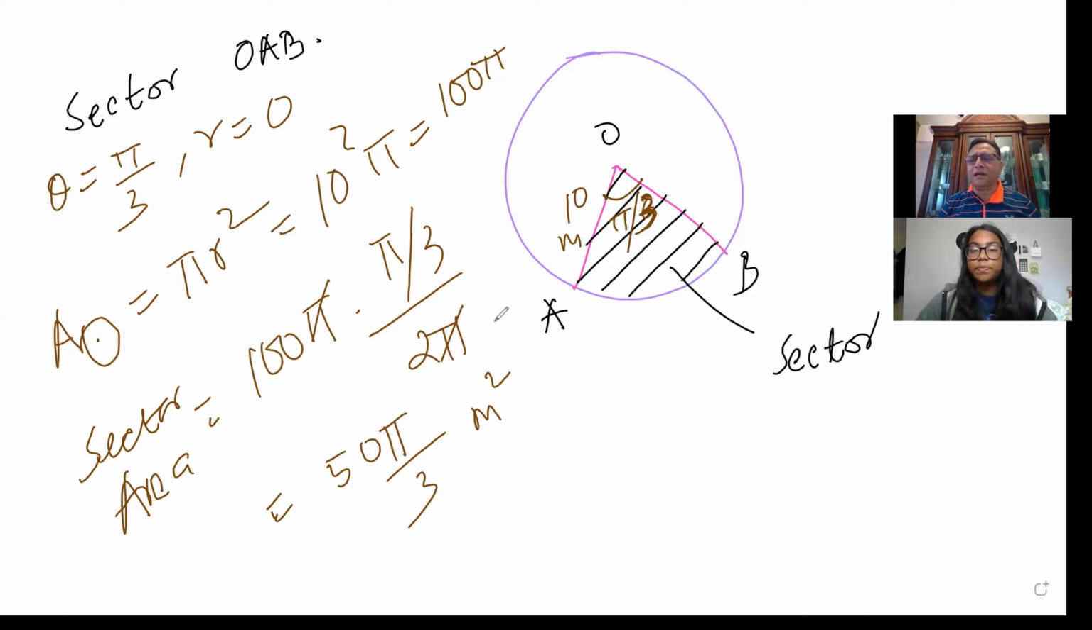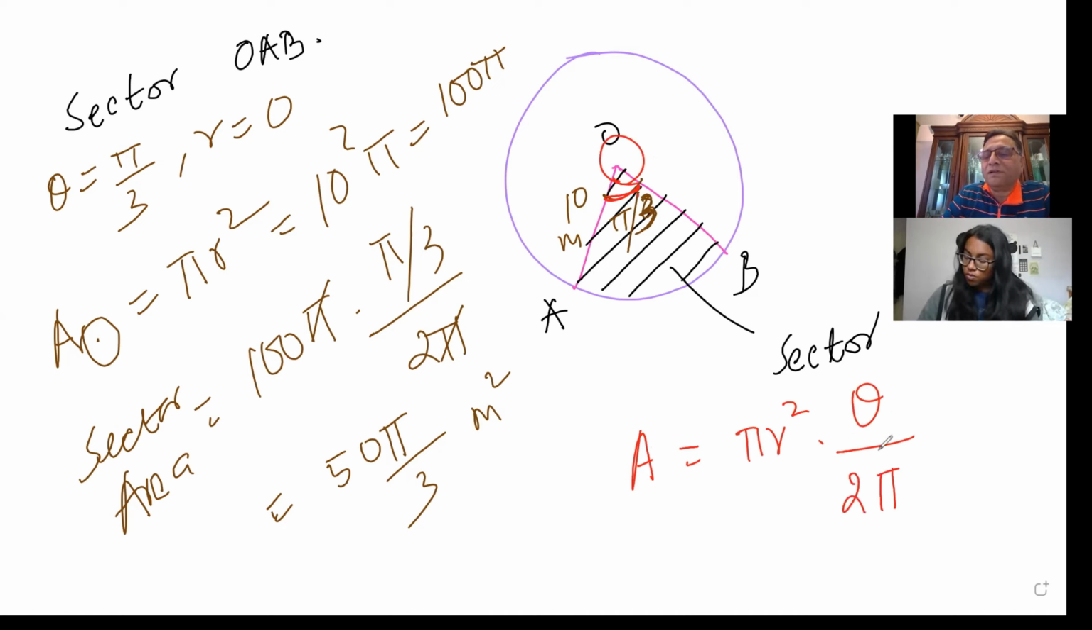Now let us derive the formula. We have done one calculation, correct? Let's derive a general formula for the area of the sector. So the area of the sector is: you have to find the total area, which is pi r square, multiply with the angle theta, and divide by the total angle, 2 pi. So we get the area of the sector.